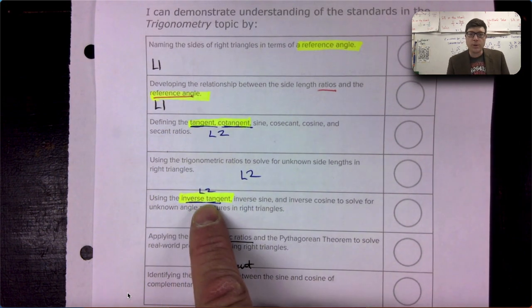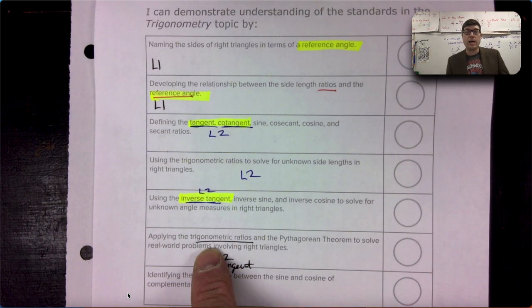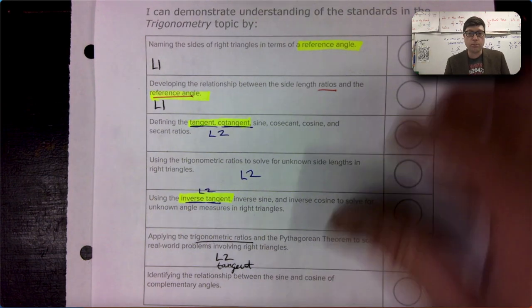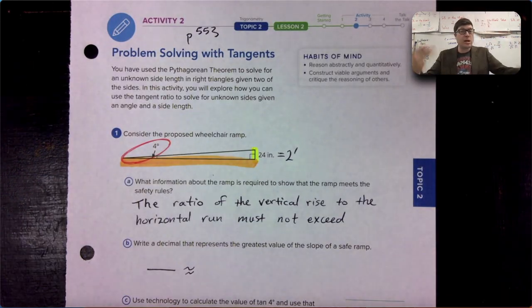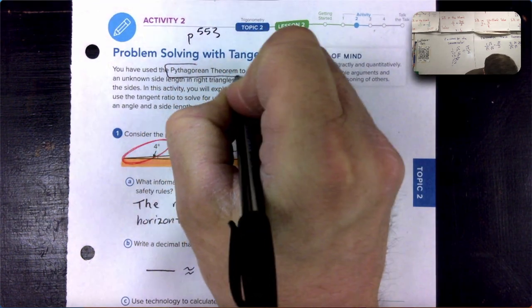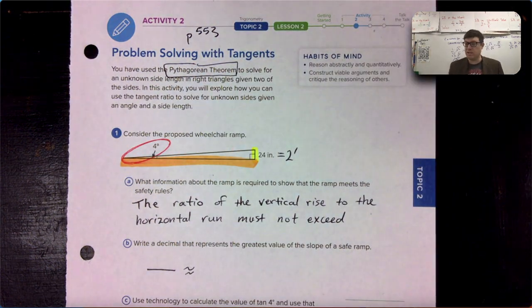We're not doing this one yet, but we are going to apply trigonometric ratios and use the Pythagorean theorem to solve real world problems. So that is the important concept for us to be thinking about as we answer these questions. You've used Pythagorean theorem to solve for unknown side lengths in right triangles given two of the sides. Do you remember what the Pythagorean theorem is? How to apply it? Go back and practice if you don't.